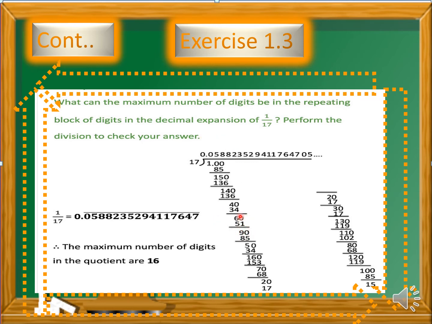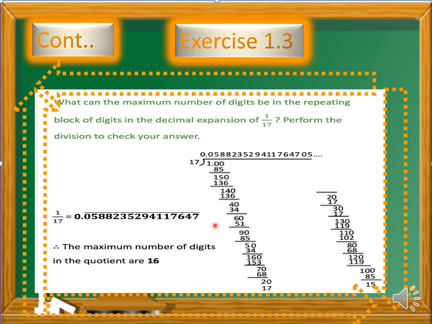9 we have to add a 0. So 17 into 5, you get 85. 90 minus 85 is equal to 5. 5 we have to add a 0. 50. Then 17 into 2, 34. 50 minus 34 is equal to 16. 16 we have to add a 0, then we get 160. So when we do like that, we can get 17 into 9, 153. So 160 minus 153, if we subtract, we get 7, and we have to add a 0.